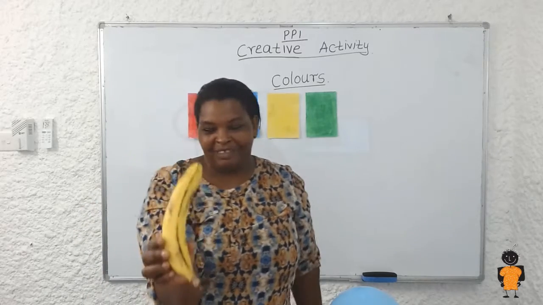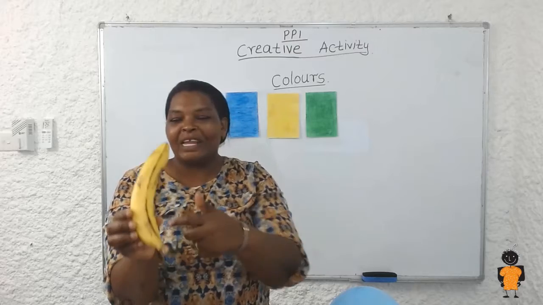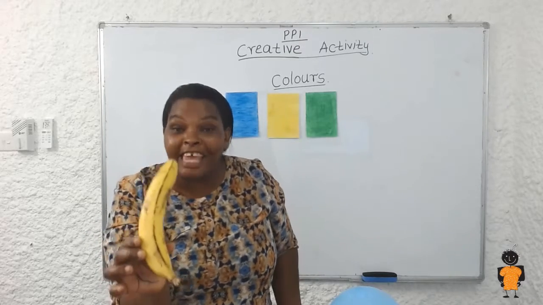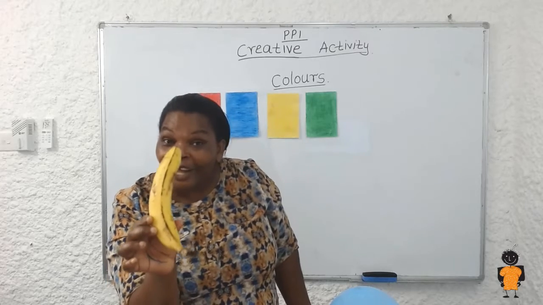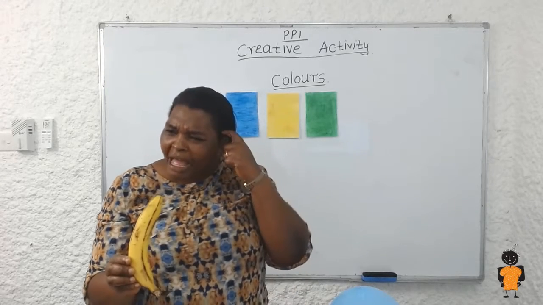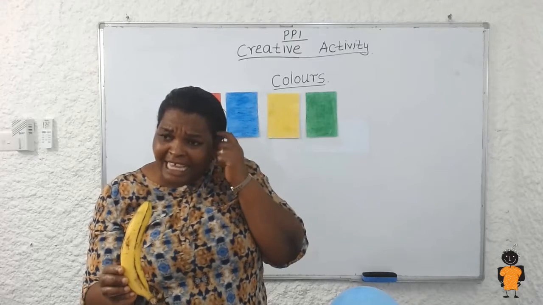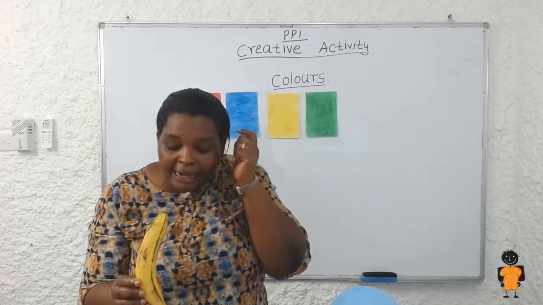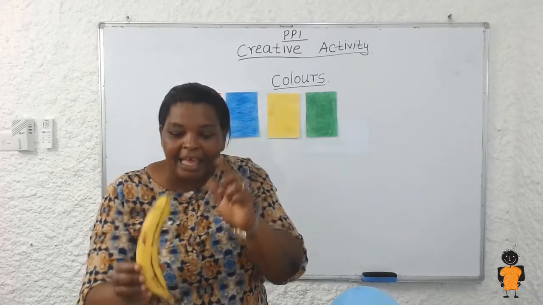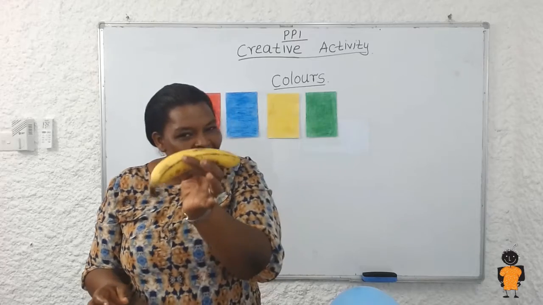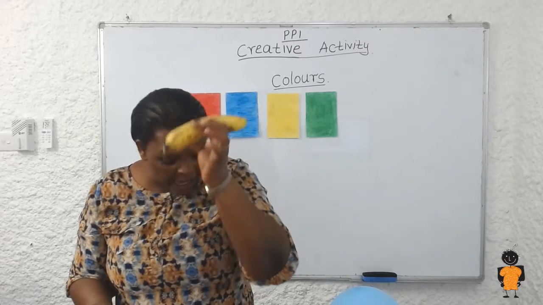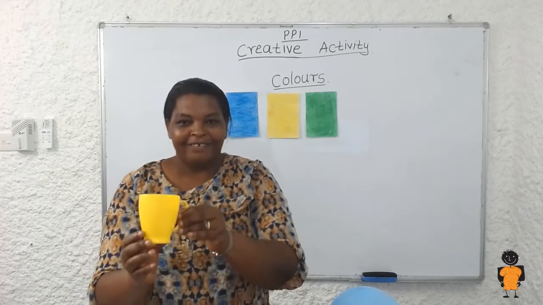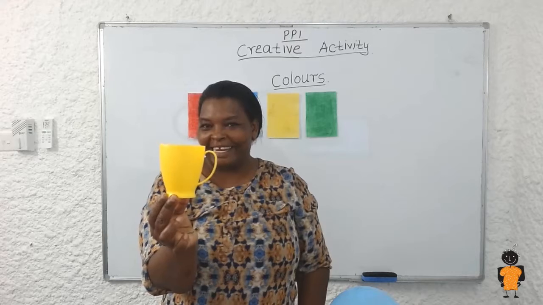Good. Which color is this one? Yes, yellow color. So now you remember, if the teacher says that, can you show me your color? You think of banana, the color of banana. And this one, this is banana in yellow color. Good. Then we have another one. Wow, this one. Cup.